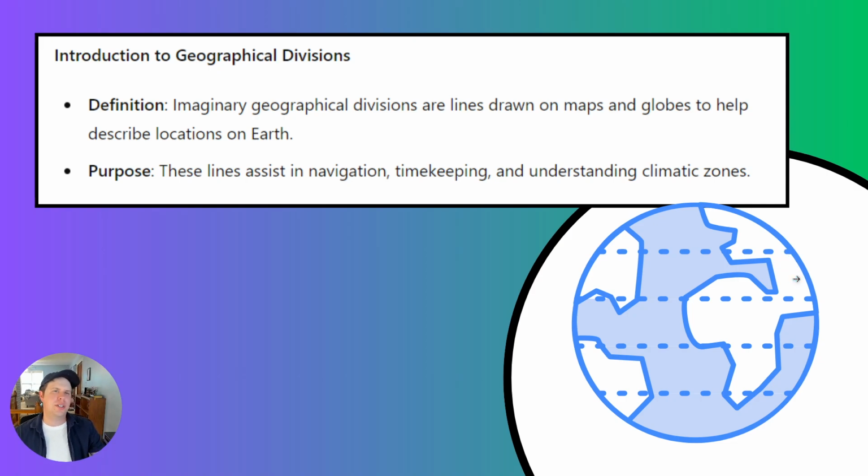For our introduction to geographical divisions, let's say that these divisions are lines drawn on maps and globes to help describe locations on Earth. It goes a little bit deeper and more complicated than that, but that's where we'll start. These lines assist in things like navigation, timekeeping, and understanding climatic zones, so things related to the climate.